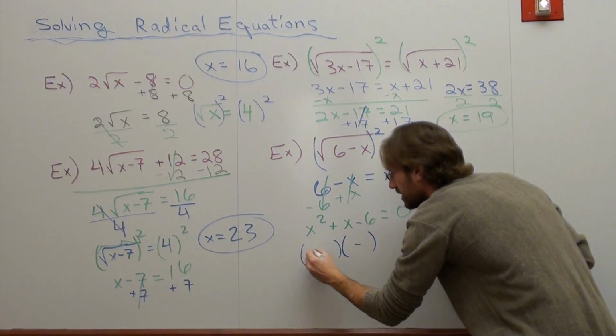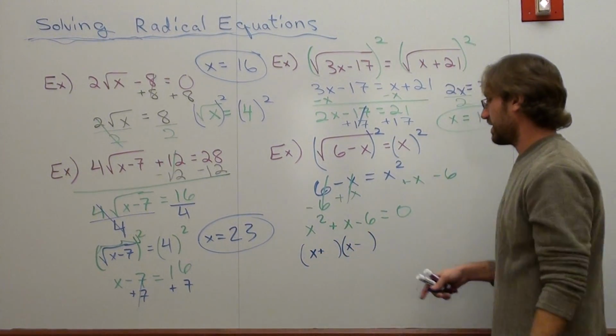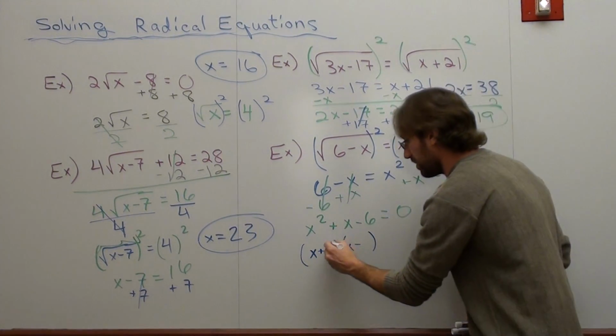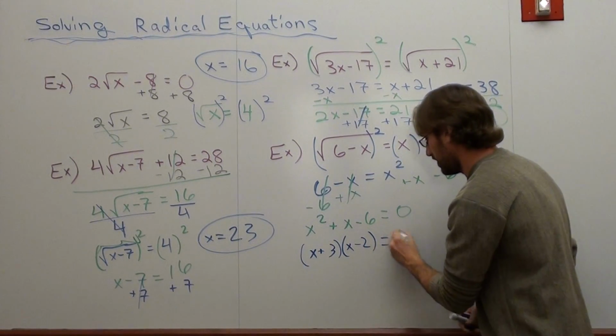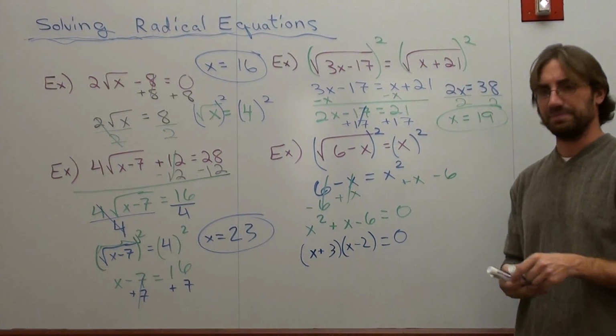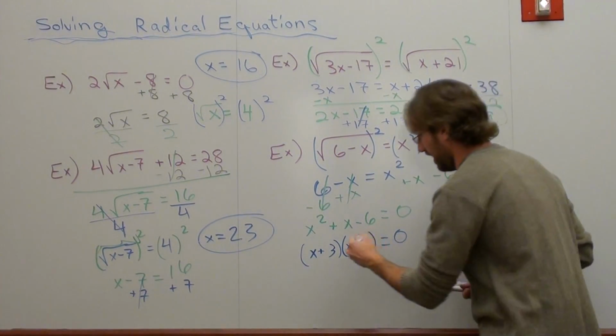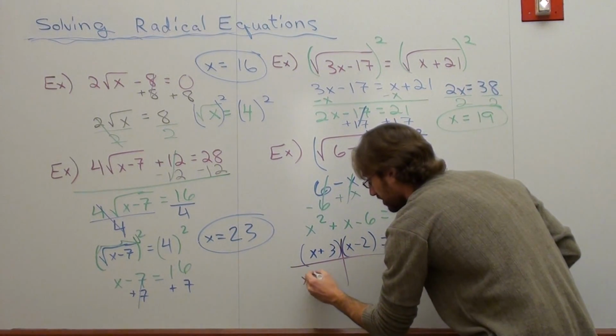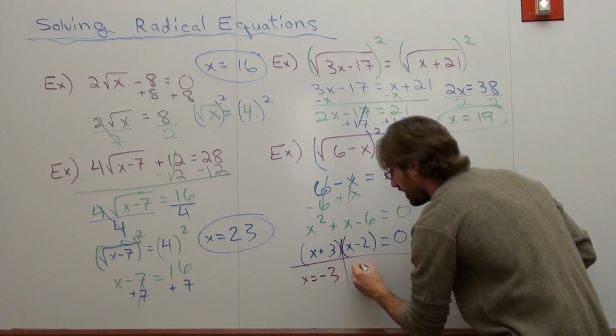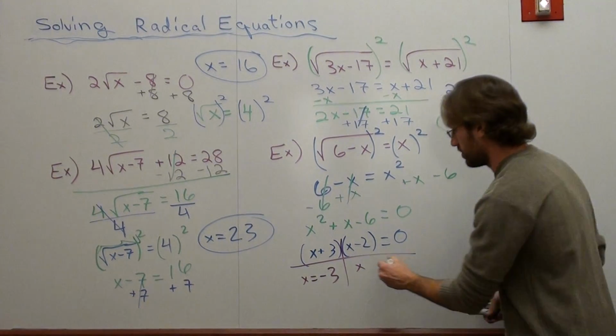Plus and a minus, x and an x. What times what is 6, but adds up to be 1? That would be positive 3, negative 2 equals 0. I love this problem. Just keeps incorporating everything. X plus 3 equals 0, so x equals negative 3. X minus 2 equals 0, so x equals 2.